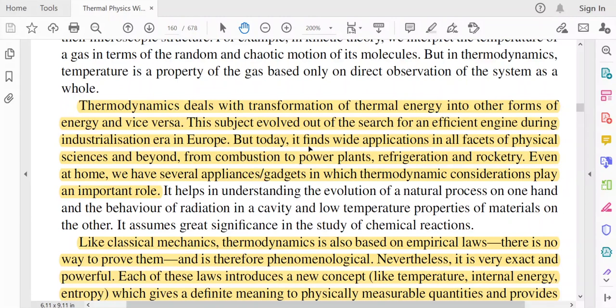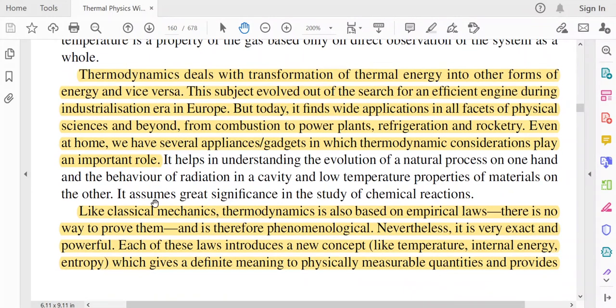But today it finds wide applications in all facets of physical sciences and beyond, from combustion to power plants, refrigeration, and rocketry. Thus, thermodynamics has huge application in modern day. Even at home, we have several appliances or gadgets in which thermodynamic considerations play an important role.